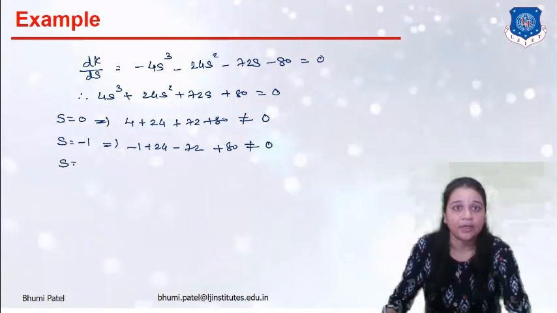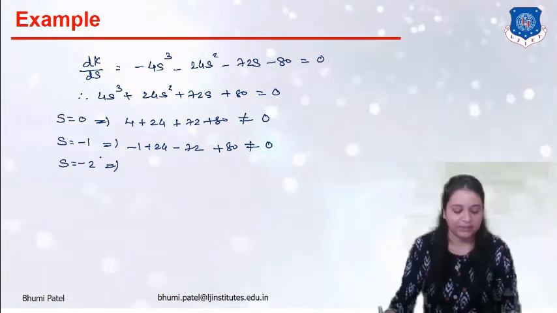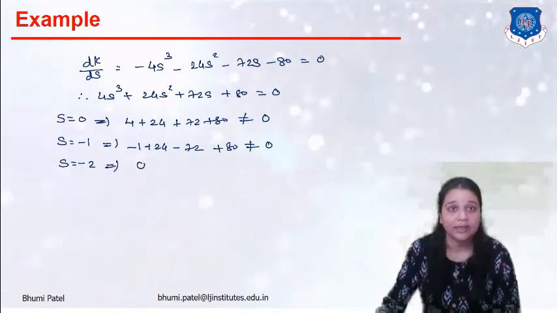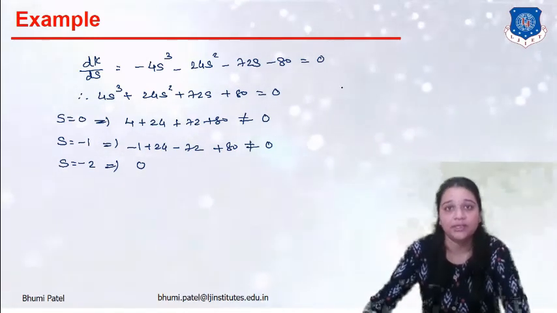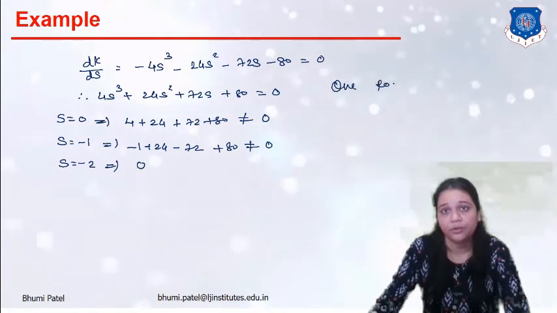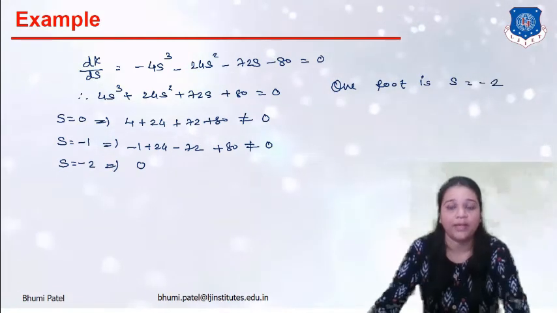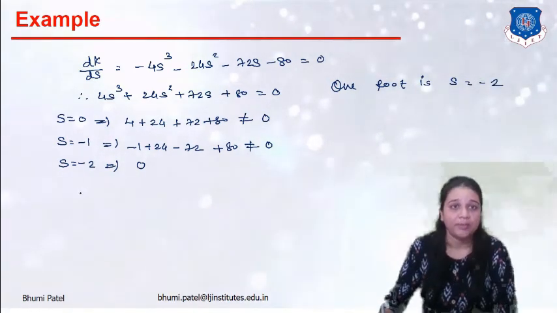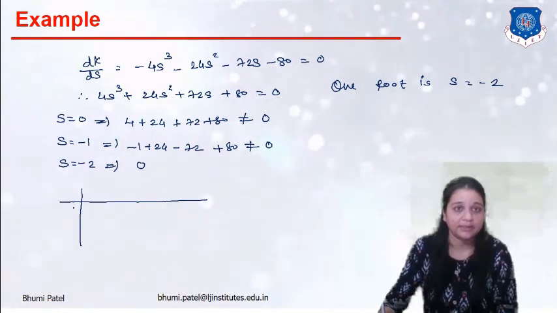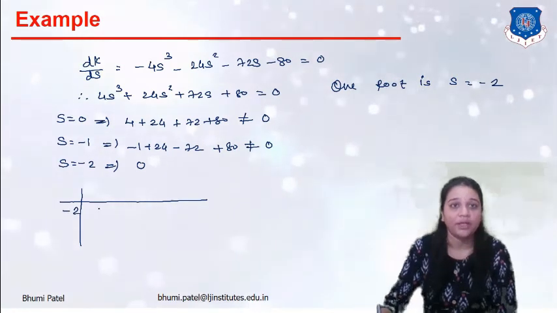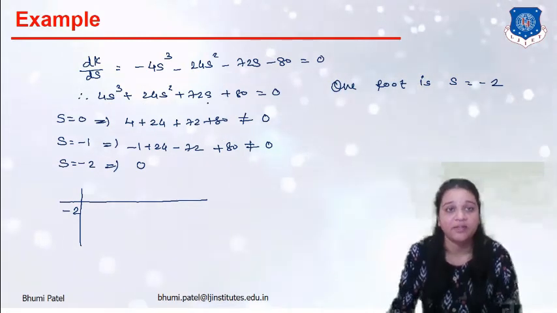Now put s is equal to minus 2 in this equation and we get the answer equal to 0. So we can define that one root value is s is equal to minus 2. Now we simplify the equation using this root. So put here s is equal to minus 2 and put here the coefficients of this equation. Now we can divide the whole equation by 4.